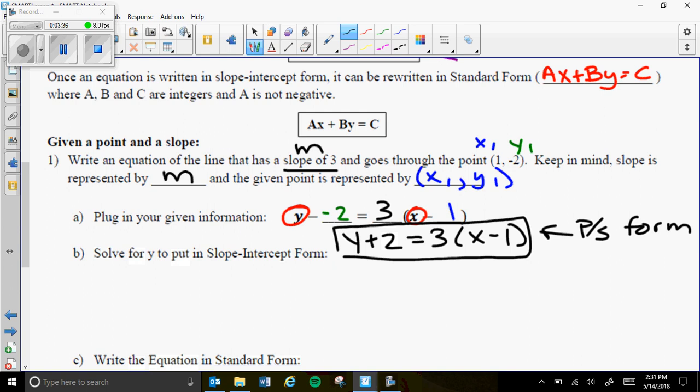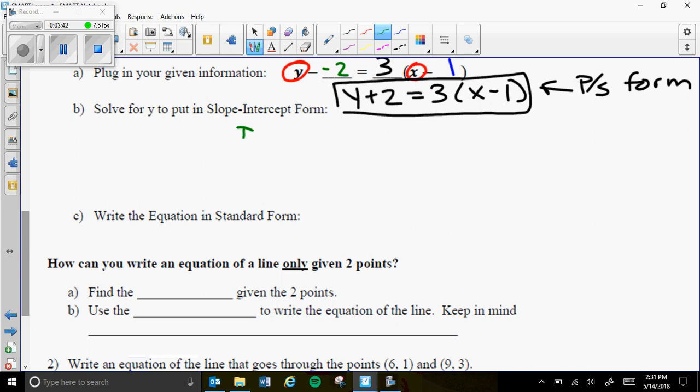That's it. Now, B says to solve for y and put it in slope-intercept form. So we're going to manipulate this equation a little bit and solve for y. So in order to do that, the first thing we do is distribute. So I'm going to distribute this. Again, my point-slope form is done. Right there is where my point-slope form is. But now to get from point-slope form to slope-intercept form, I distribute that 3, which leaves me with y plus 2 equals 3x minus 3.